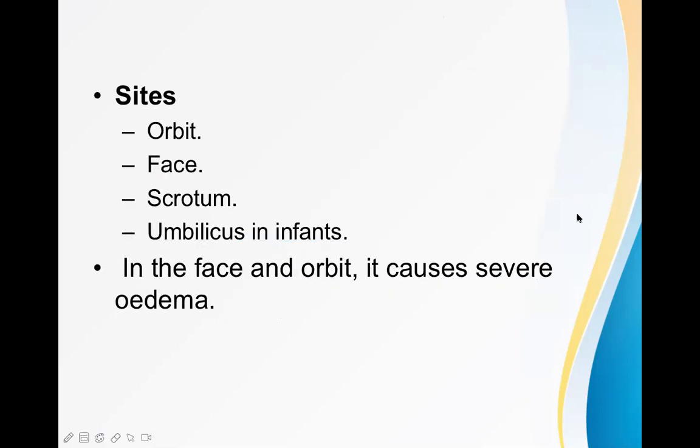Let's move on. So what are the common sites for erysipelas? These are the common sites: the orbit, where our eyeball is located, the face, even the scrotum in case of male, and the umbilicus in case of infant. Infant means a baby less than 1 year old. The umbilicus is the common site of infection in them. So orbit, face, scrotum in male, and umbilicus in infant. Sometimes even the lower limbs are affected, but face is one of the commonest sites for erysipelas.